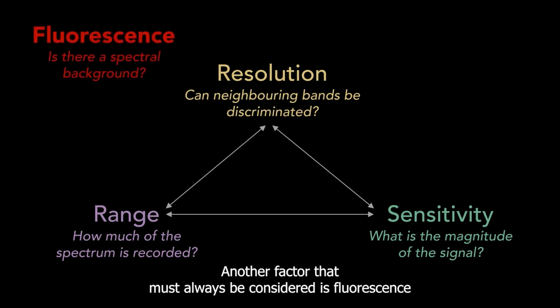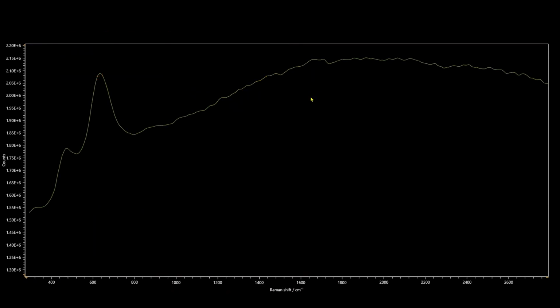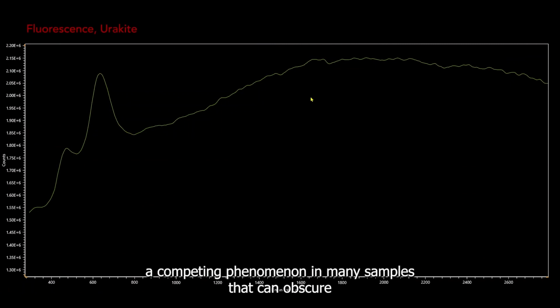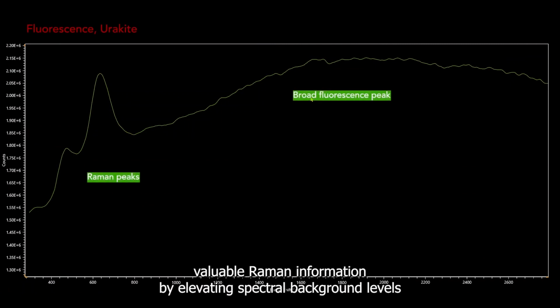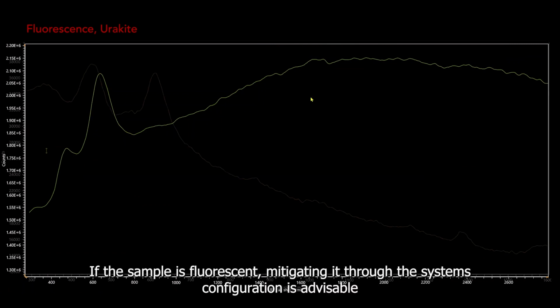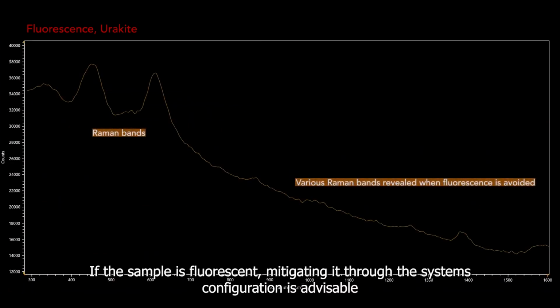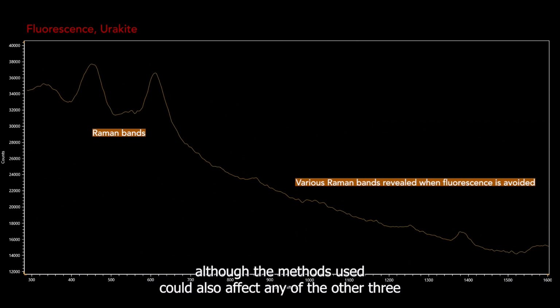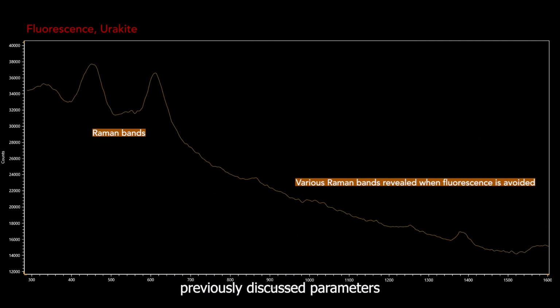Another factor that must always be considered is fluorescence, a competing phenomenon in many samples that can obscure valuable Raman information by elevating spectral background levels. If the sample is fluorescent, mitigating it through the system's configuration is advisable, although the methods used could also affect any of the other three previously discussed parameters.